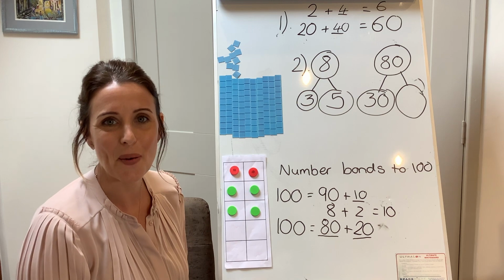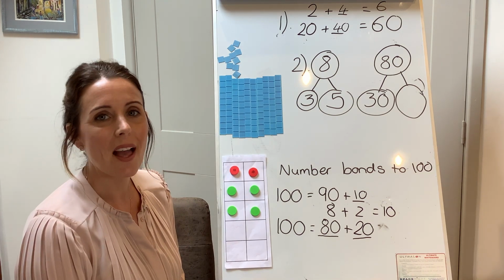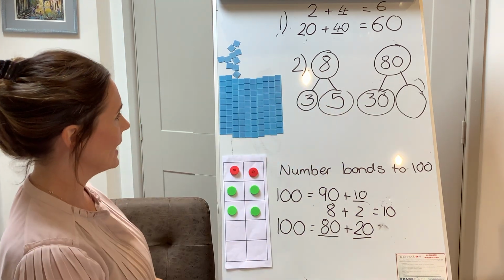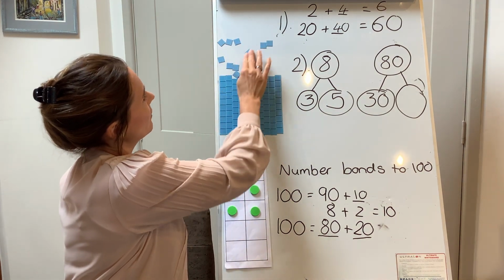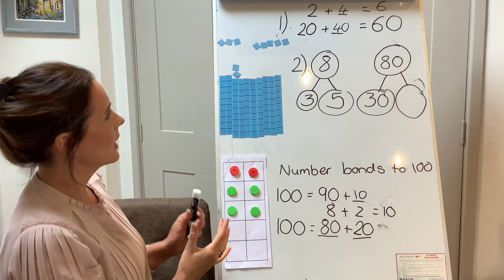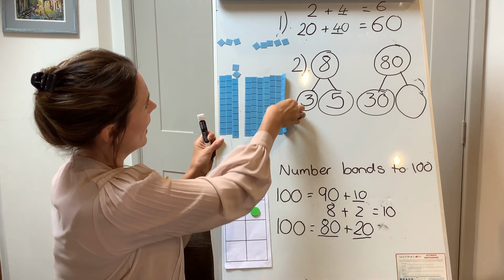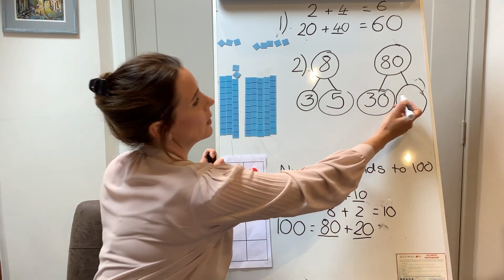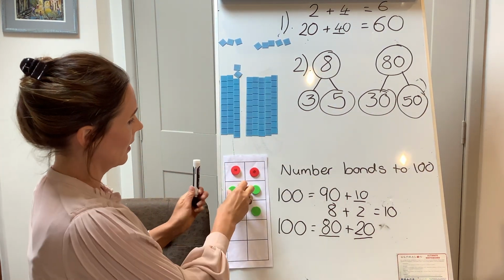Okay, pause that and have a go at that one. Okay, so you can see here that 3 and 5 is equal to 8. So if we have 3 and 5, we can see that's equal to 8. So that means that 30 and 50 is equal to 80. Again, we can see it on our tens frame.